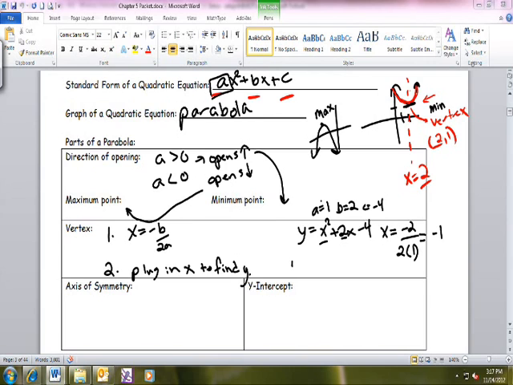When we want to find our y value, we just plug it in. So negative 1 squared plus 2 times negative 1 minus 4. And from here it's order of operations. Negative 1 squared is 1, minus 2, minus 4, which ends up giving us negative 5. Now your vertex is always an ordered pair, so you want to write it as an ordered pair.